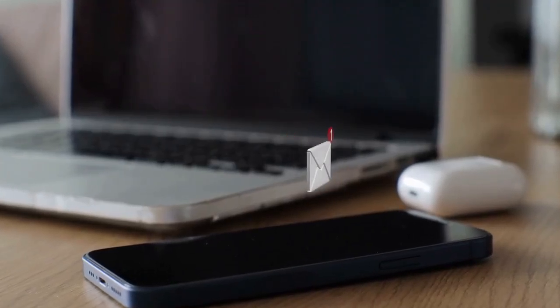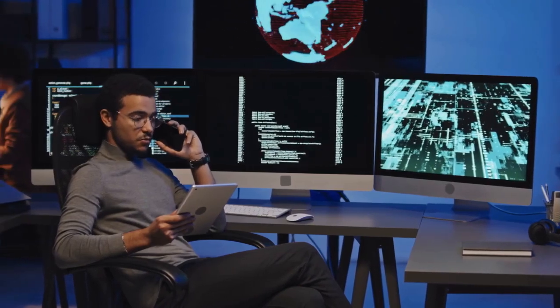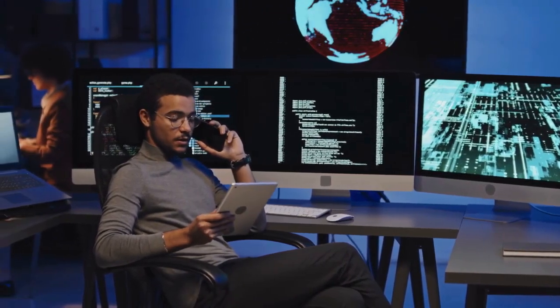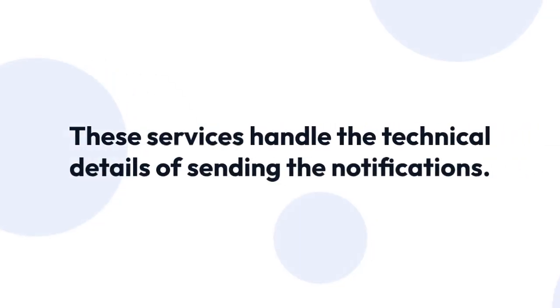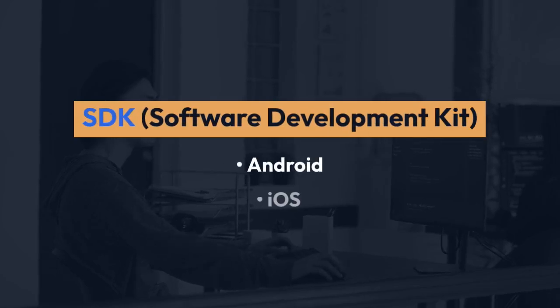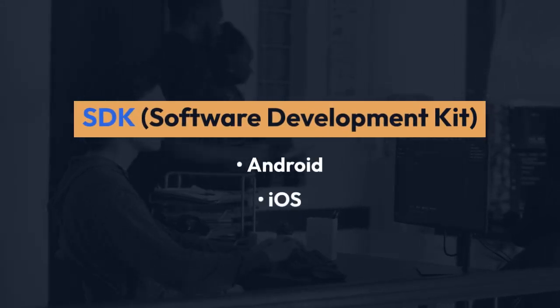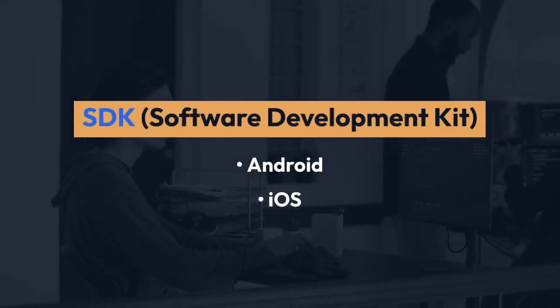1. First, you need to integrate a push notification service into your app. This involves using platform-specific tools like Firebase Cloud Messaging, FCM for Android, and Apple Push Notification Service, APNs, for iOS. These services handle the technical details of sending the notifications. Each platform has its own SDK, software development kit, which you'll need to incorporate into your app's code.